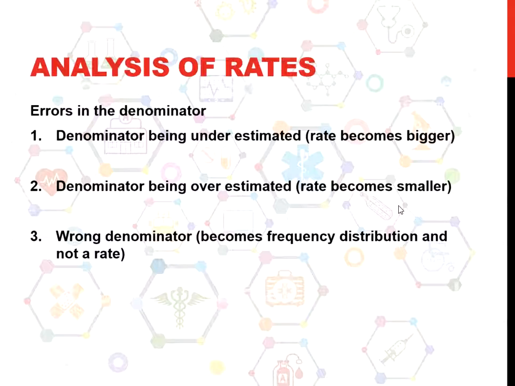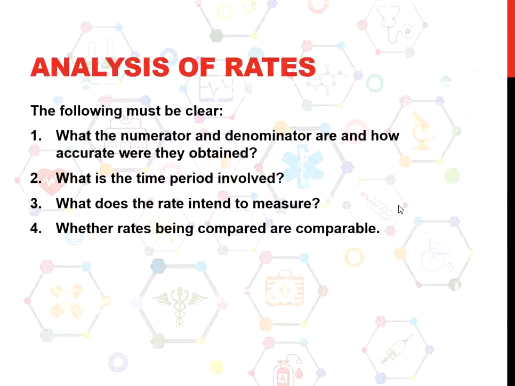Analysis of rates, errors in the denominator. Kapag ang denominator being used is underestimated, kasi usually estimation tayo dito sa ating biostatistics, the rate becomes bigger. If the denominator being used is overestimated, the rate becomes smaller. So, pag wrong denominator becomes frequency distribution and not a rate. So, mga common errors. So, analysis of error. What the numerator and the denominator are and how accurately were they obtained. So, sa gathering or sa data sampling, nakabase sa lahat. So, pag mali na yung data mo, mali lahat yung iyong magagamit.